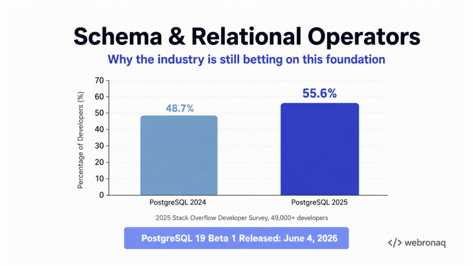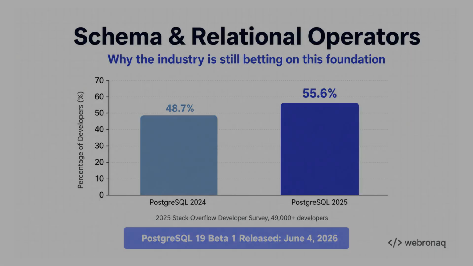And just this month, on June 4, 2026, the PostgreSQL Global Development Group released Postgres 19 Beta 1, a landmark release built directly on top of the schema and relational model we are about to learn. In this video, we will go from the very definition of a database schema, through the 6 core relational operators, all the way to real SQL running inside Postgres 19 today. Let's start with the blueprint.